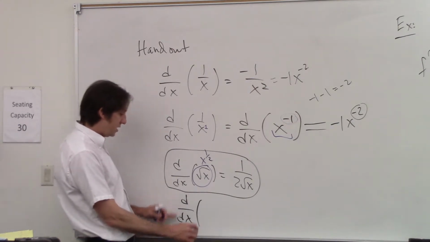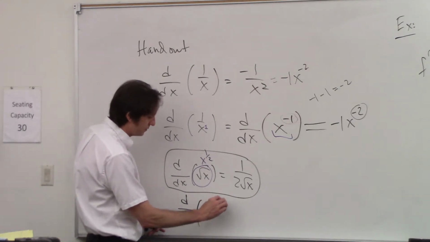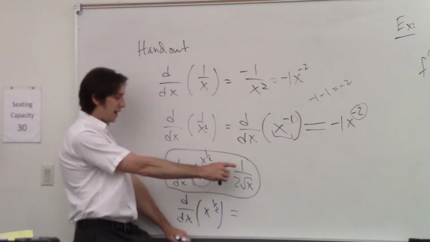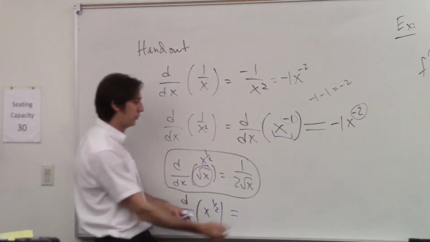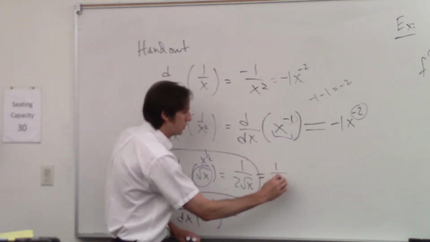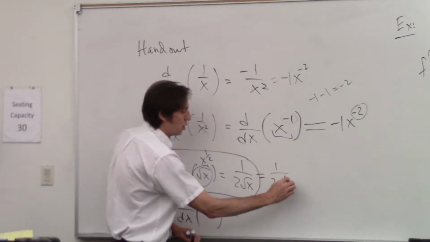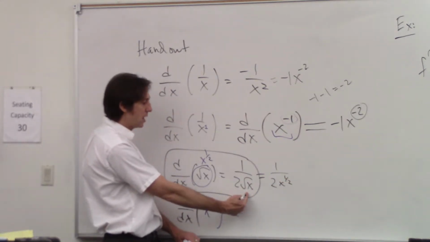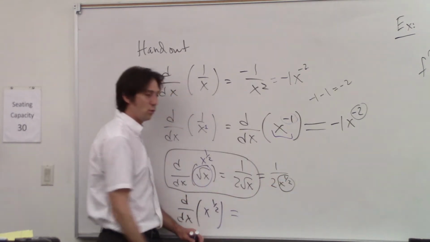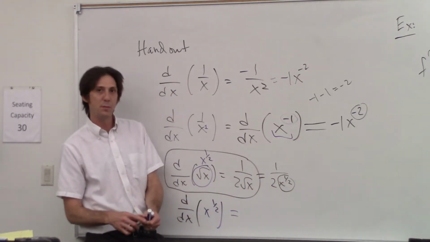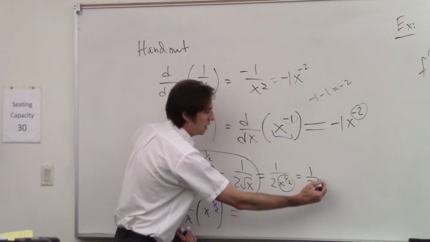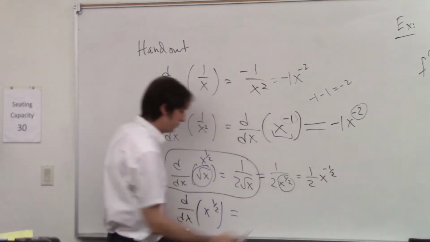Right, so I could write d dx of x to the 1/2 is equal, well, it has to be 1 over 2 square root of x, but then we can write that in a different way. We can write that as 1 over 2 times x to the 1/2, again, because square root of x is x to the 1/2. And then if I want, I can bring the x to the 1/2 out of the denominator by making the exponent negative. And so that would be 1 over 2 x to the minus 1/2.